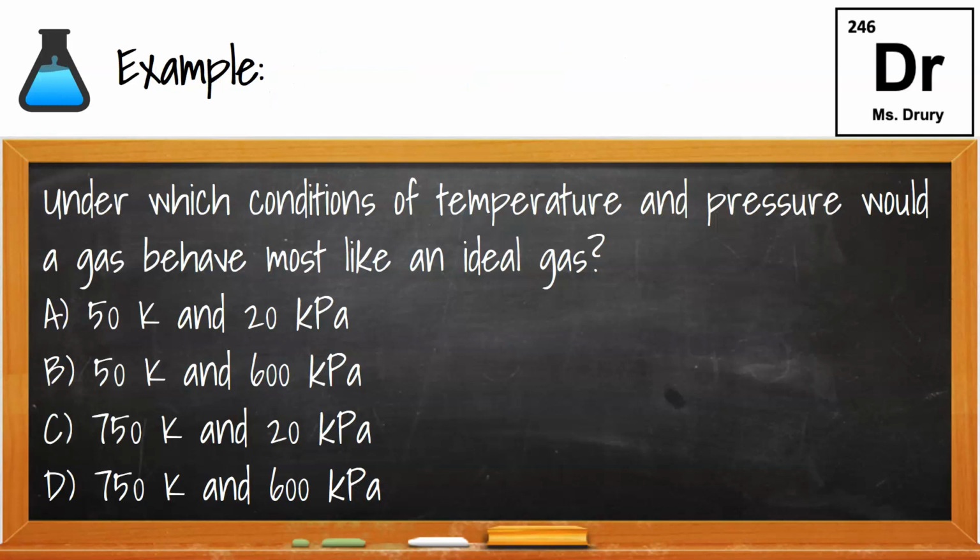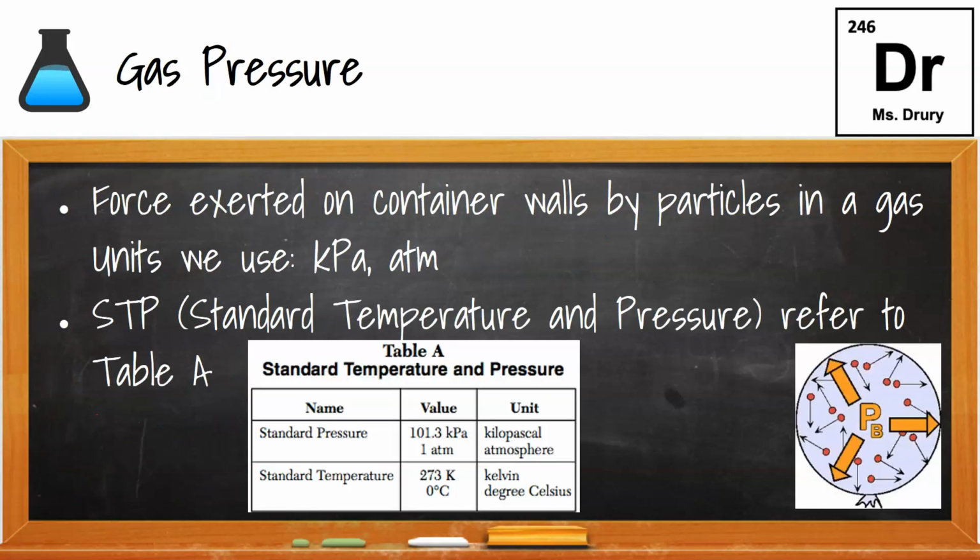So an example: under which conditions of temperature and pressure would a gas behave most like an ideal gas? We want the particles to spread out so that they don't attract each other, and we don't want them to be too close together. So I picked the choice where it was hot to spread them out, and low pressure so they're not being pushed together.